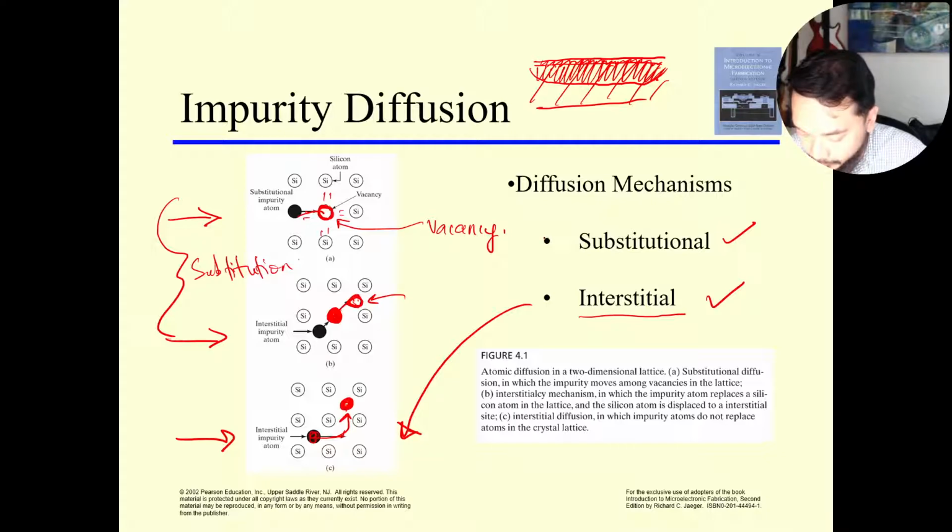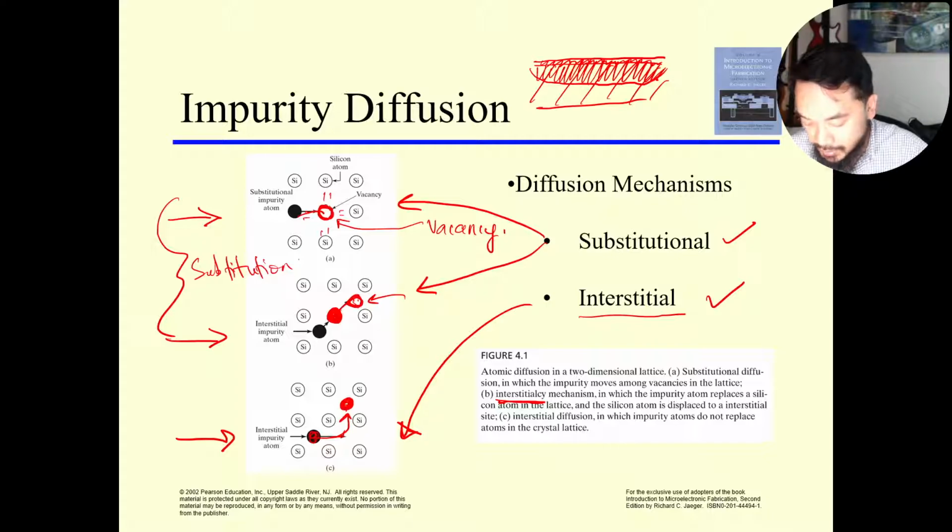This is substitutional. This is also substitutional, but this is substitutional plus the interstitialcy mechanism. Substitutional means the impurity atoms reside in the lattice point.